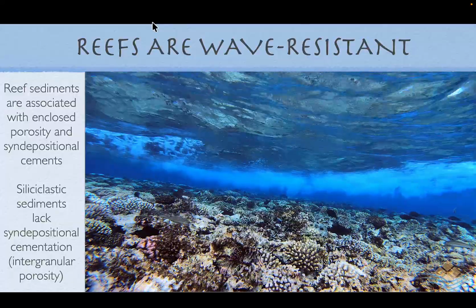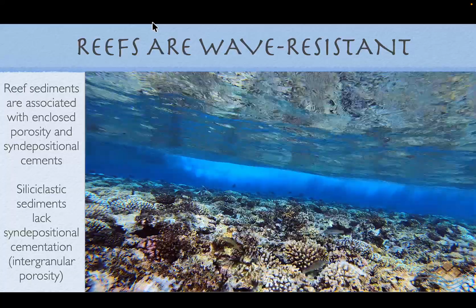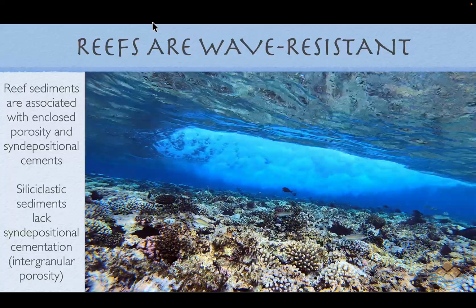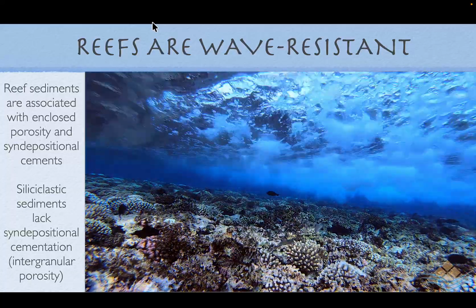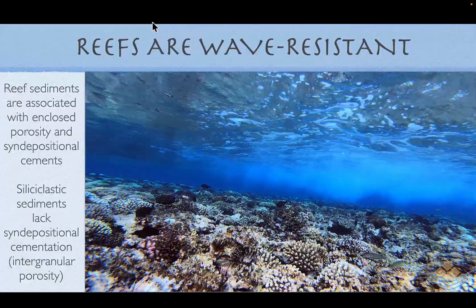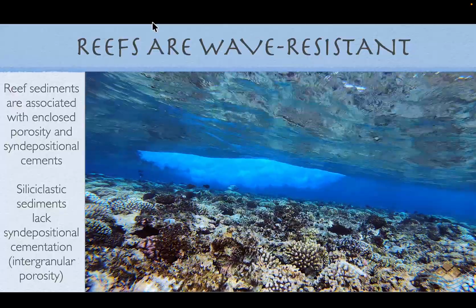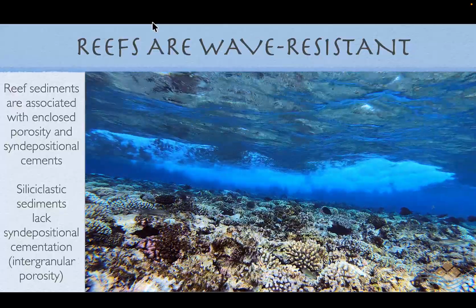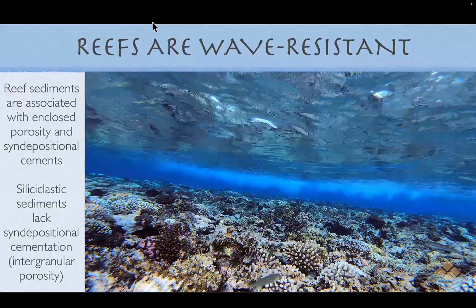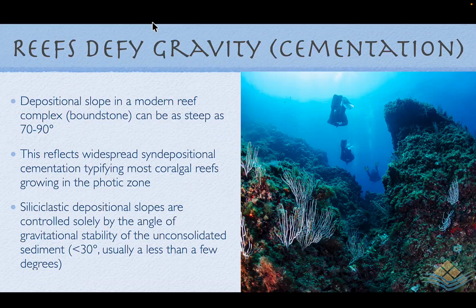Now, because reefs can form wave-resistive structures, they tend to enclose porosity and their syndepositional cements. And that's in real contrast to siliciclastic sediments undergoing wave action, where we do not see syndepositional cementation. We don't see this wave-resistive cementation that we see in carbonate reefs. And so we see very simple porosity associations in siliciclastics tied to intergranular porosity. In contrast to that, because reefs are biological structures that resist wave action, morphologies can defy gravity. They're syndepositionally bound and cemented as they form.